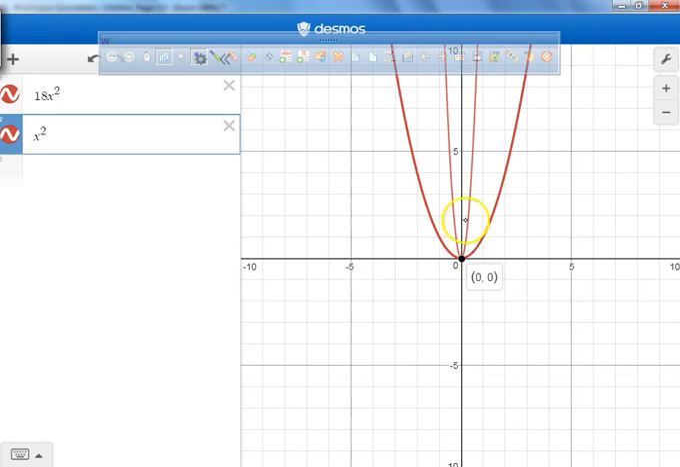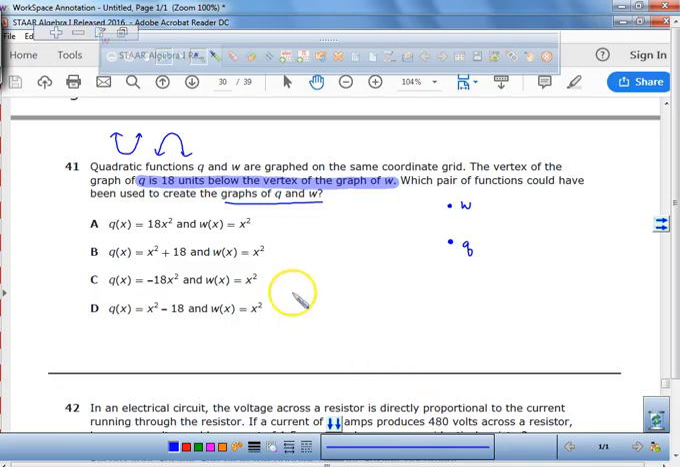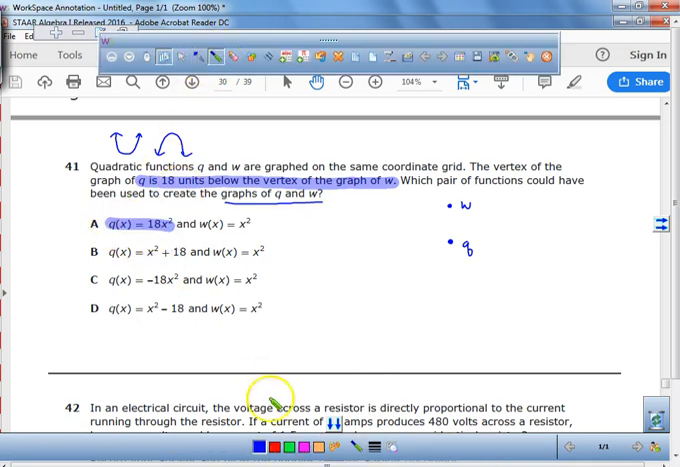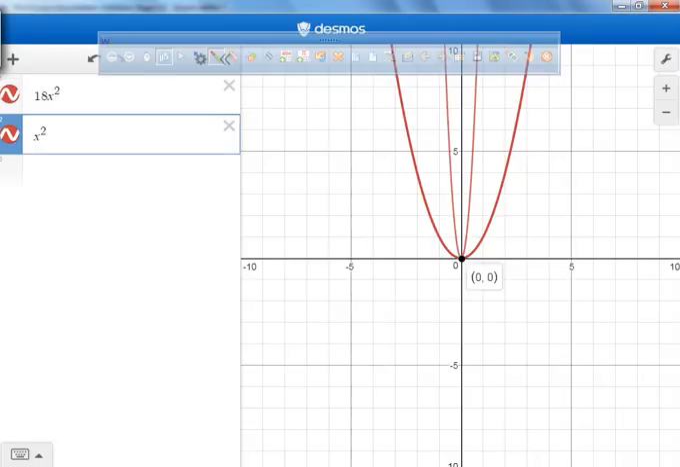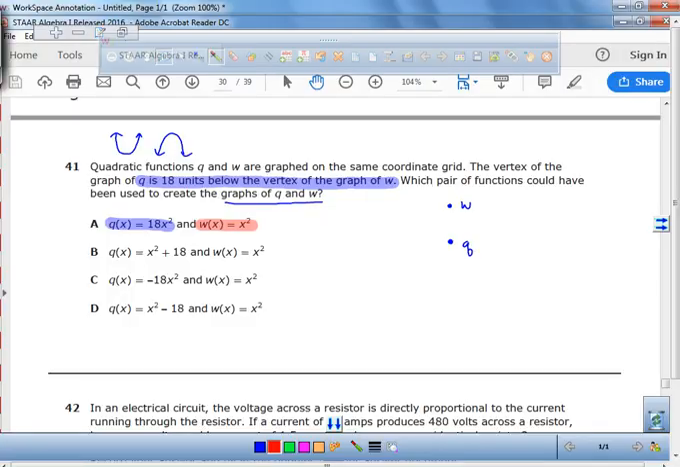But what do you notice about both those parabolas? They share the same exact vertex. Okay? So, in this one, it says Q of x versus W of x. So, is one of them below the other on that problem? Would you say one of them is below the other? The answer is no, it's not below. All right, let's go back to the multiple choice.